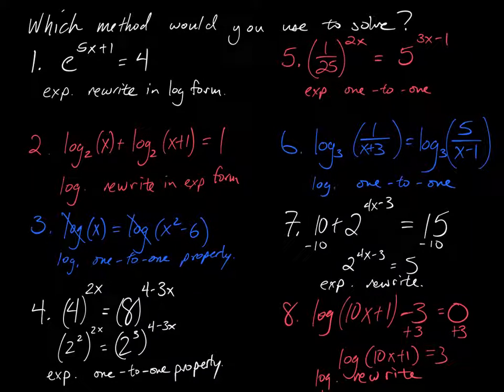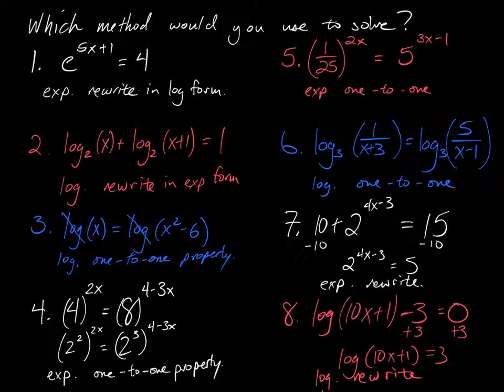And lastly down here, number 8, this log minus 3 equals 0. If you isolate the log, you can see it a little bit easier by adding 3 to both sides. And now I can see I have a log on one side and a constant just kind of hanging out, not inside of a log, on the other.